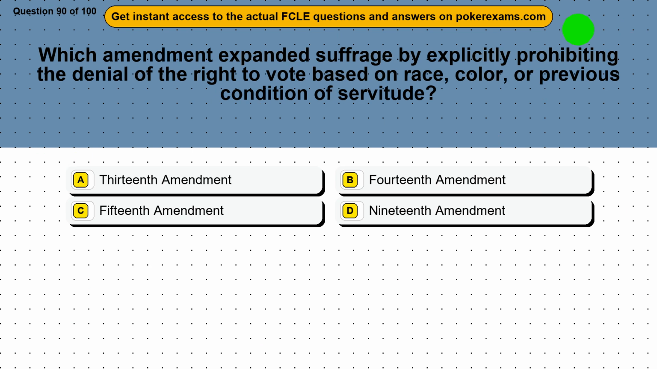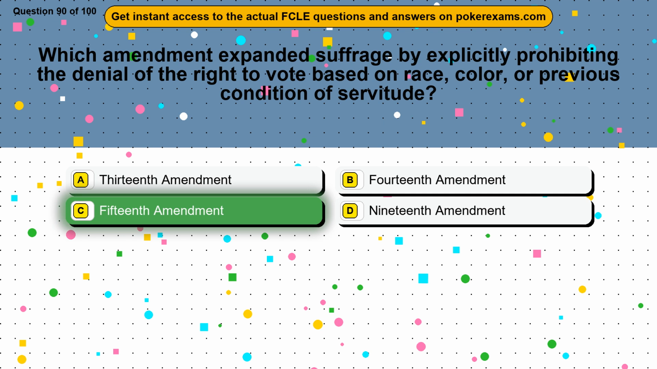Question 90. Which amendment expanded suffrage by explicitly prohibiting the denial of the right to vote based on race, color, or previous condition of servitude? Option A, 13th Amendment. Option B, 14th Amendment. Option C, 15th Amendment. Option D, 19th Amendment. The correct answer is option C, 15th Amendment.